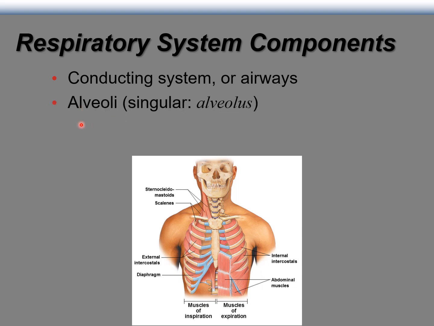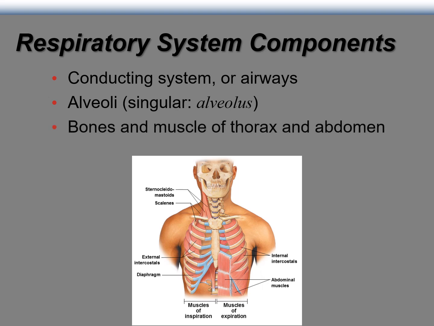We have the exchange surface. This is known singularly as an alveolus, a single alveolus, and collectively the millions that we have, alveoli. This creates a very, very large surface area which allows for lots of interface between the gases inside the alveoli and the bloodstream. Lastly, we have bones and muscles. They provide a source of stability to allow for volumetric changes in the lungs.